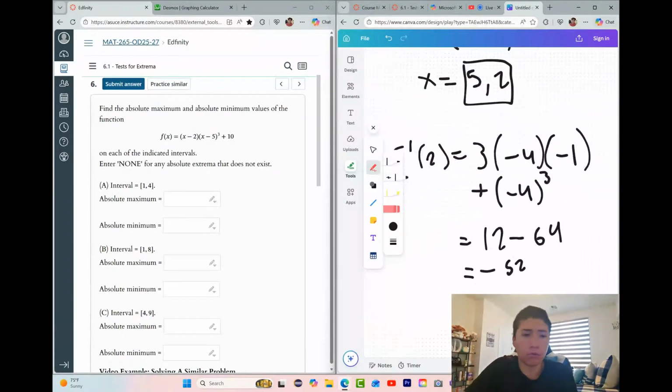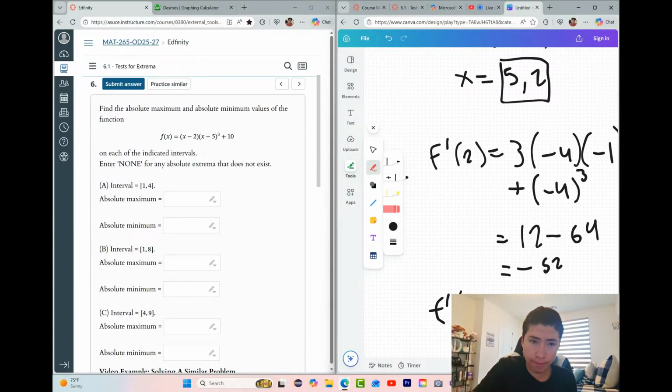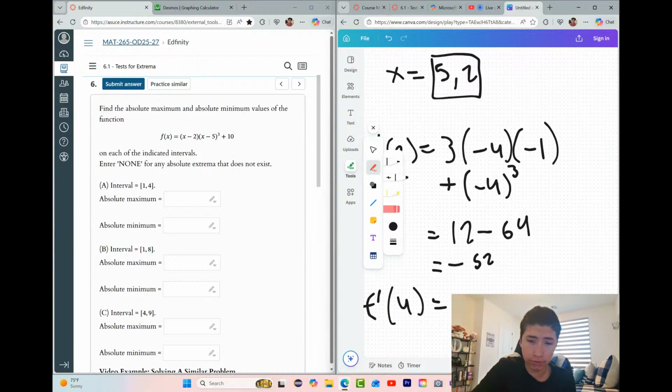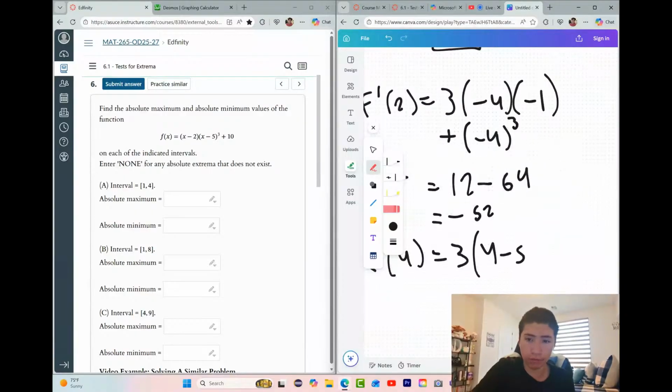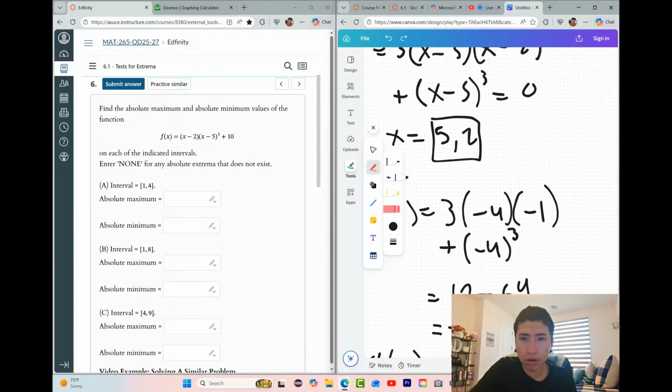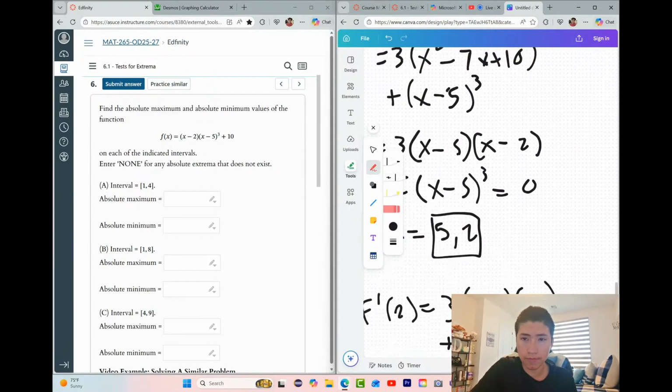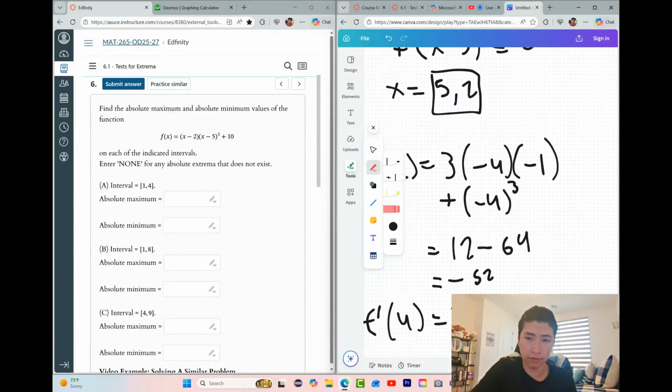Oh, I'm sorry. No, we're finding a maximum. So we do the critical points and then we do the intervals. Oh, but 5, we exclude that because it's not within our interval. So, okay. I'm not going to put anything there yet. So cool. Now if we do f prime of 4, we have 3 times 4 minus 5. Fine. That's negative 1. 4 minus 2. Oh, we have positive now.